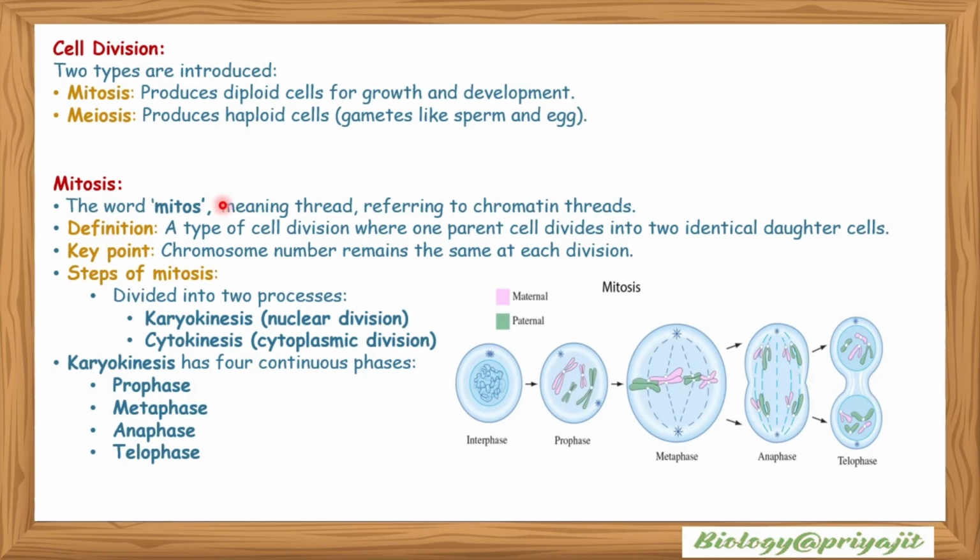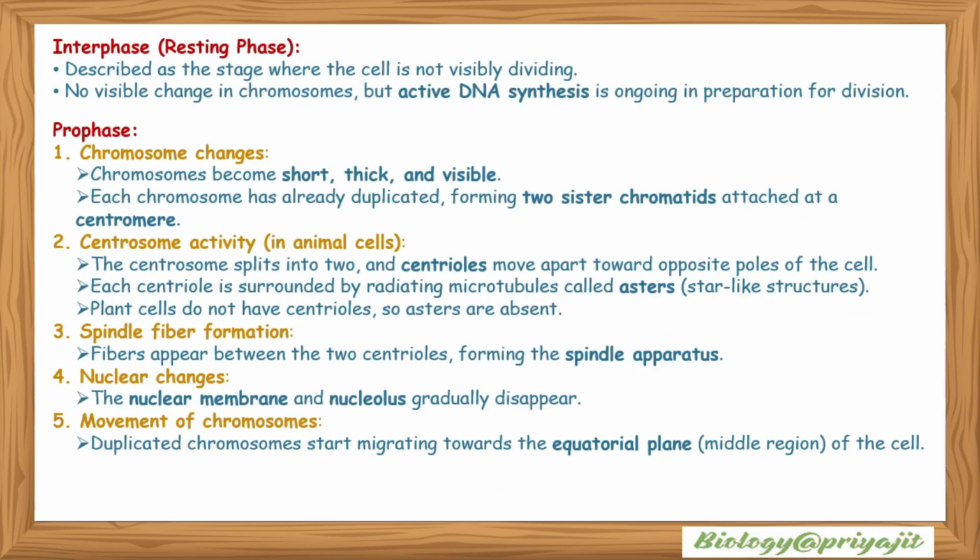Mitosis, the word mitos meaning thread, we have already mentioned it and referred to the chromatin threads. Definition: a type of cell division where one parent cell divides into two identical daughter cells. A key point: chromosome number remains the same at each division. Steps of mitosis: it can be divided into two processes: karyokinesis or nuclear division, and cytokinesis or cytoplasmic division. Karyokinesis has four continuous phases: prophase, metaphase, anaphase and telophase. These are four successive processes.